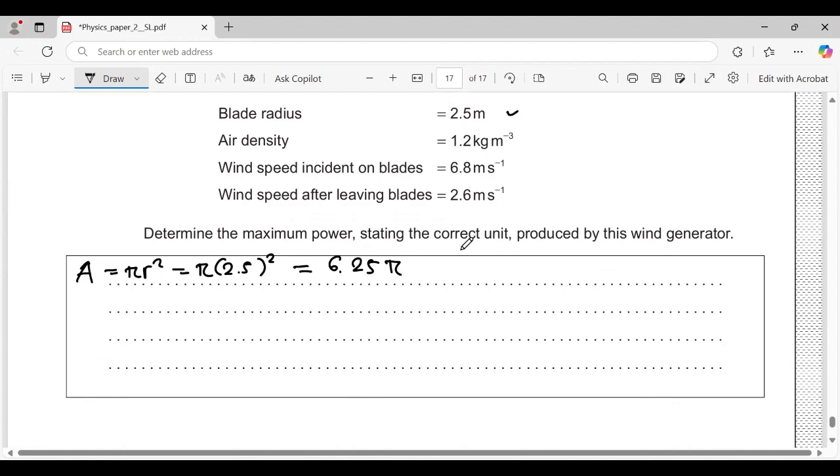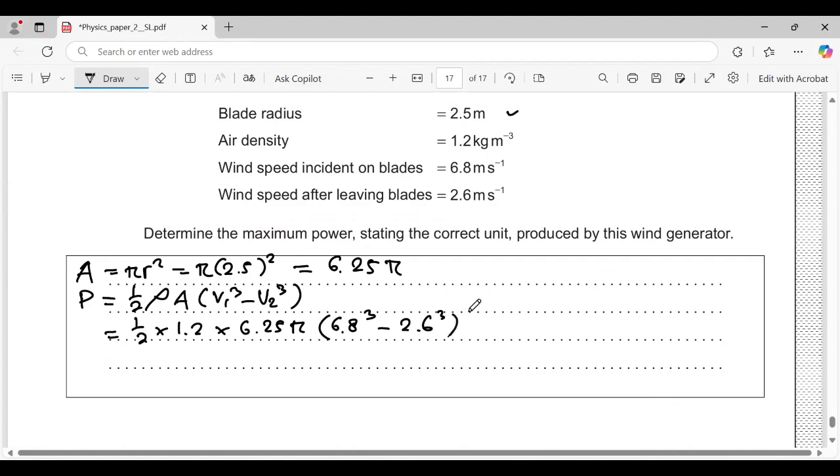And we use the power equation for wind turbines. The formula is P equals 1/2 rho A times (v1 cubed minus v2 cubed). And it is 1/2 times 1.2, area is 6.25 pi, times (6.8 cubed minus 2.6 cubed), according to this information. And if you calculate, the result is 3,495.86 watts. Rounded off, it becomes 3,500 watts.